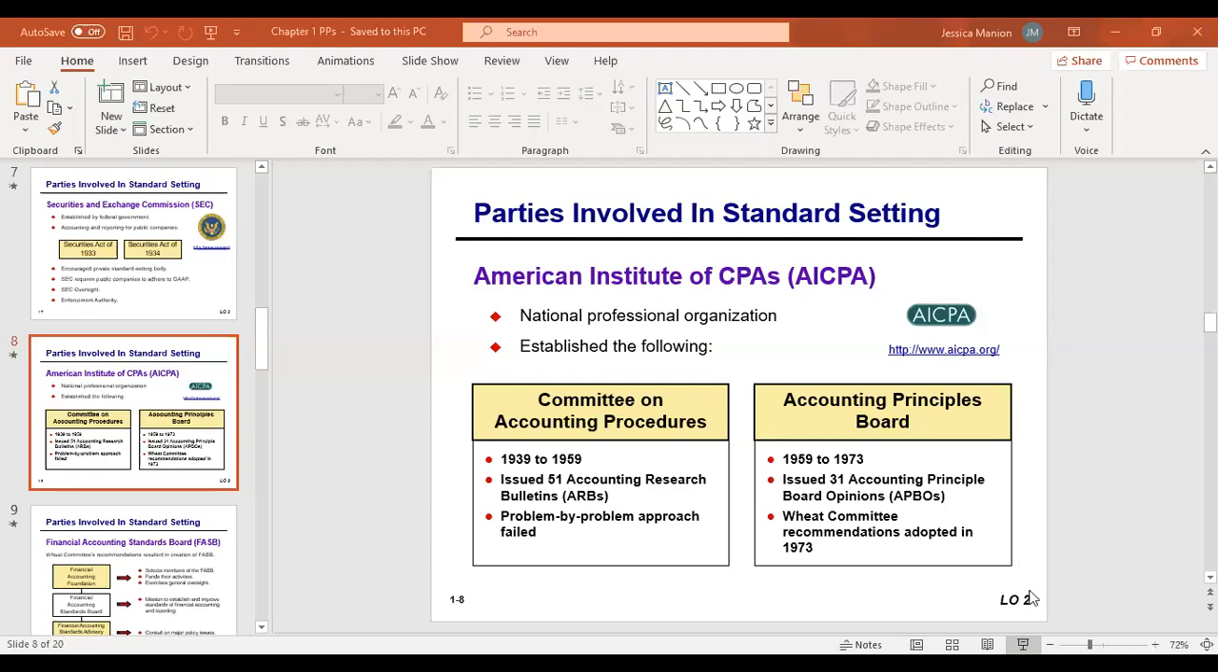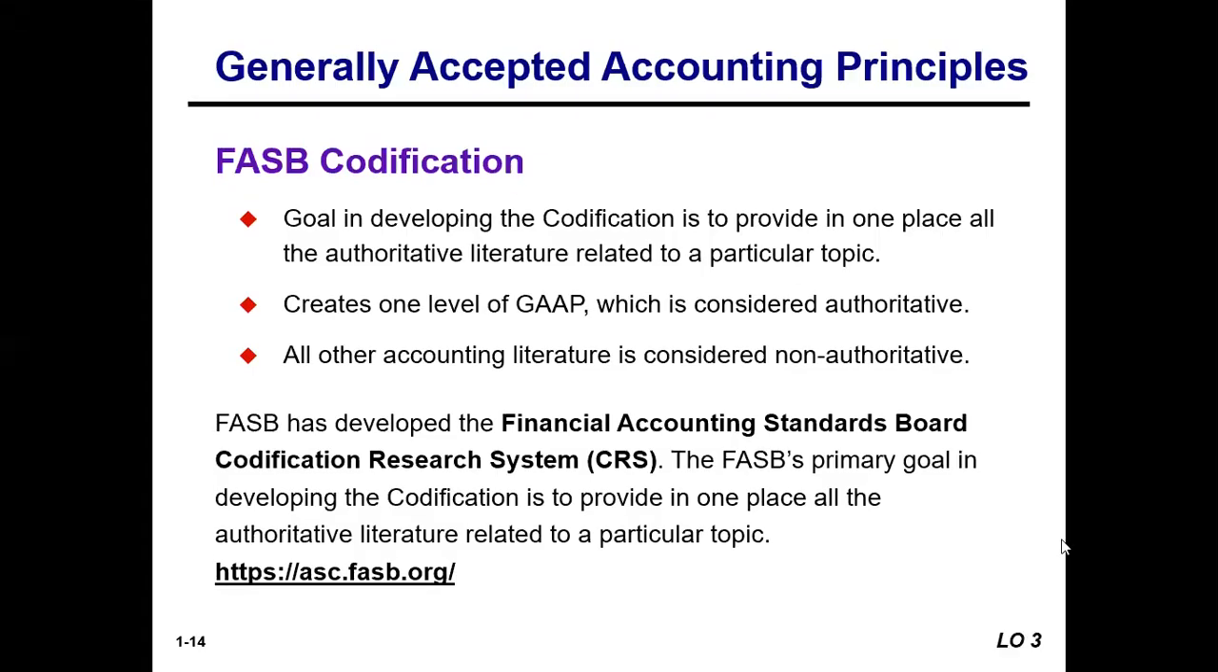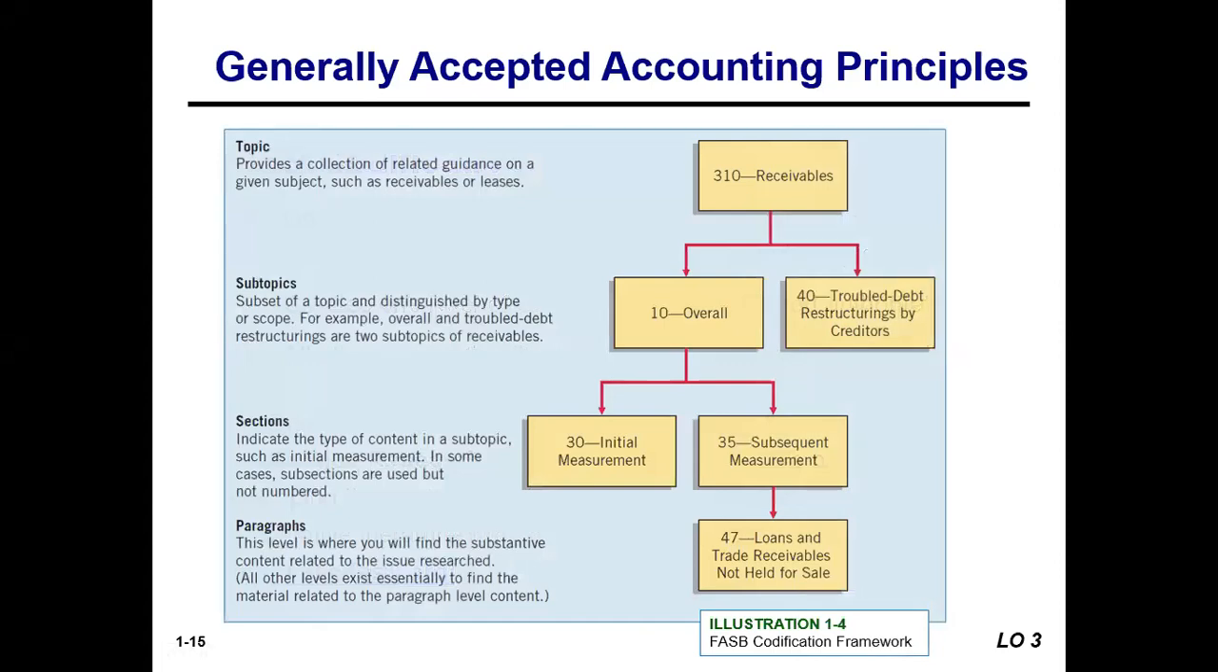Let's get our PowerPoint pulled back up. It keeps taking us back to, here we go, our slideshow. Okay, so now we know where we go for that. And now you see it laid out in this type of hierarchy. We've got the main topics, which in our case was receivables. Then we've got the subtopics, and we looked at overall, one of several subtopics. And once we click on those, we have the sections, so initial measurement, for example, and subsequent measurement.